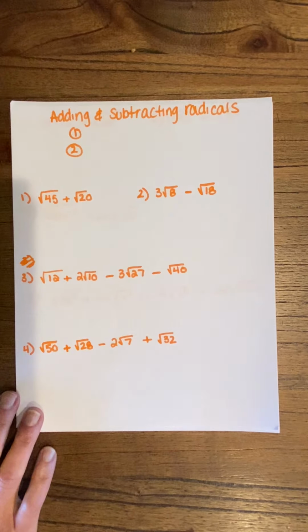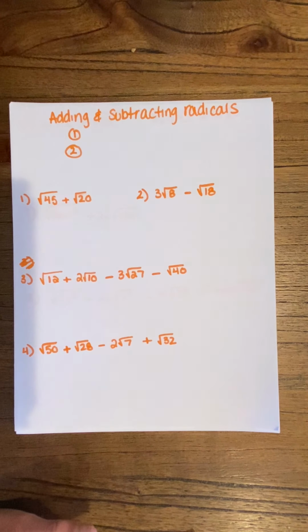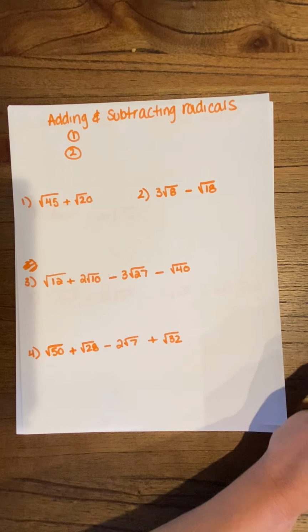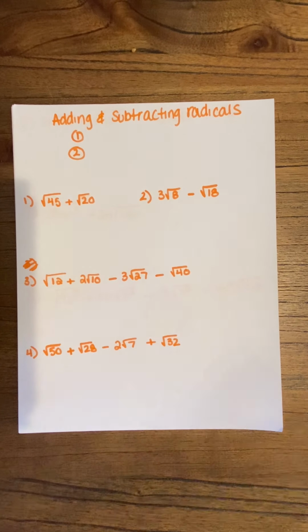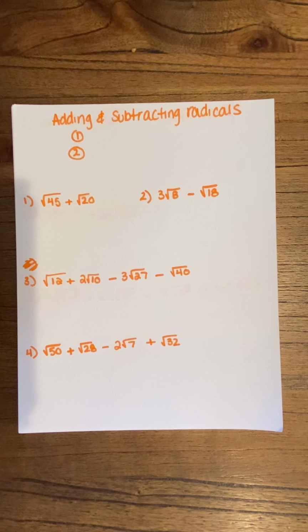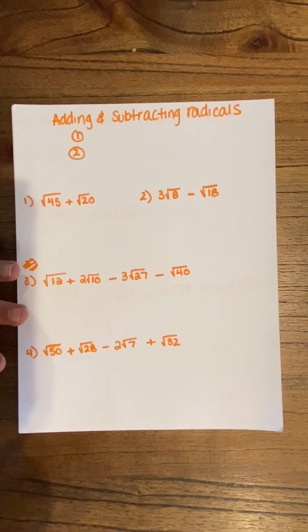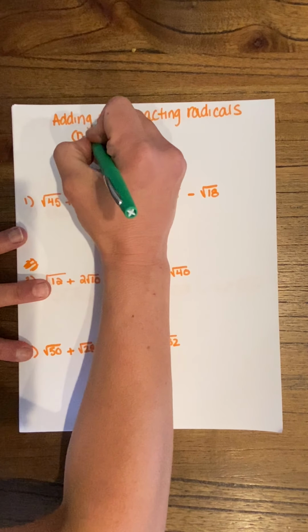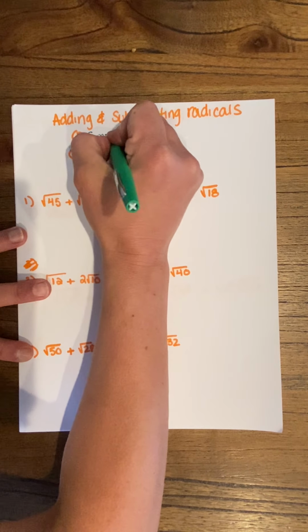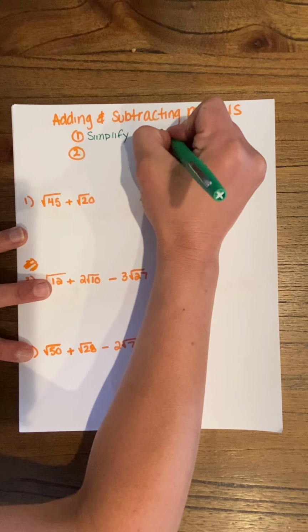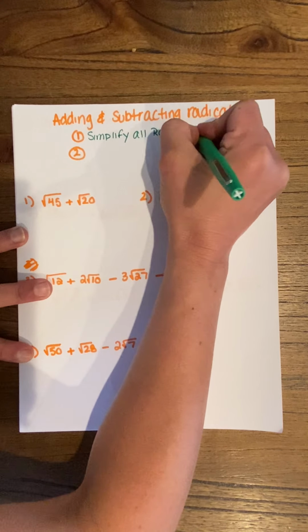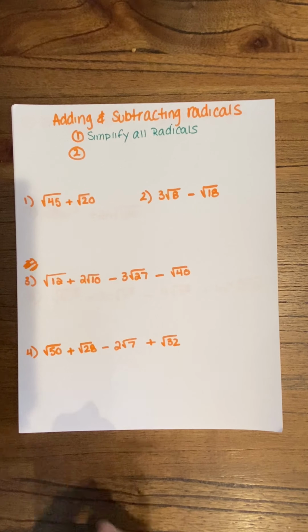All right, guys, so we are moving on, still continuing with radicals, but we are actually going to perform some operations with the radicals. Namely, the first thing we're going to do is add and subtract radicals. There are really two steps to adding and subtracting radicals. Step one is to simplify all radicals in the problem. Make sure all the radicals are simplified first.